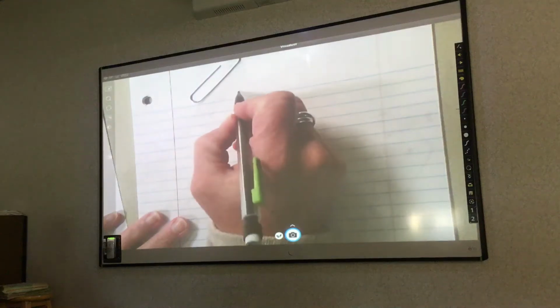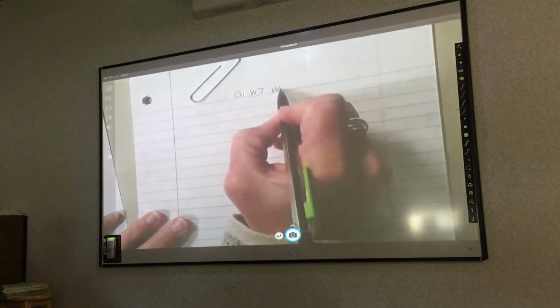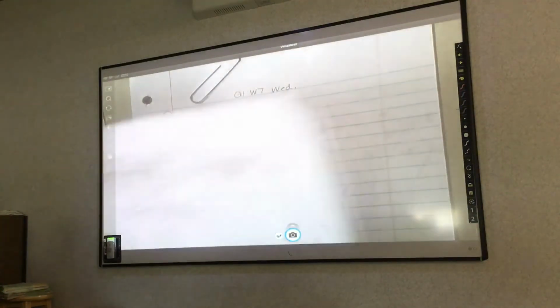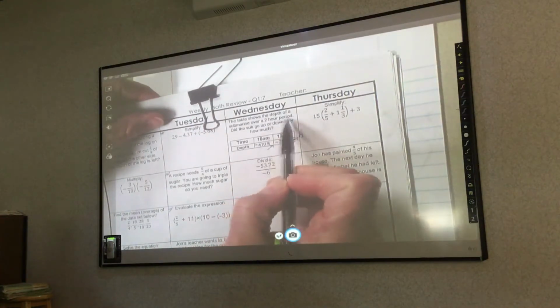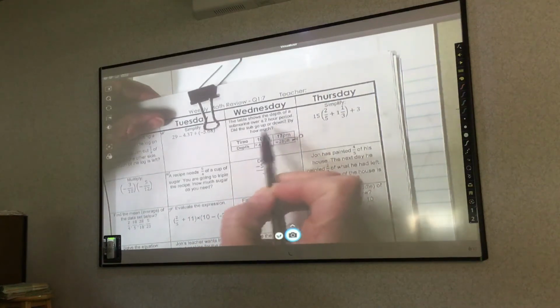So we have Q1, week 7, and today is Wednesday. Number 1, you are reading from the chart. It says the table shows the depth of a submarine over a 2-hour period. Did the sub go up or down, and by how much?